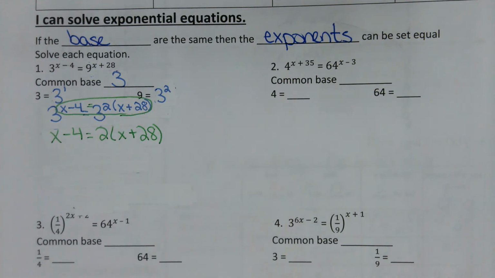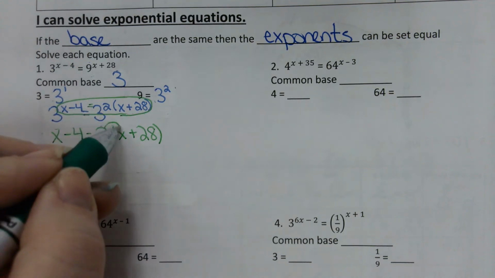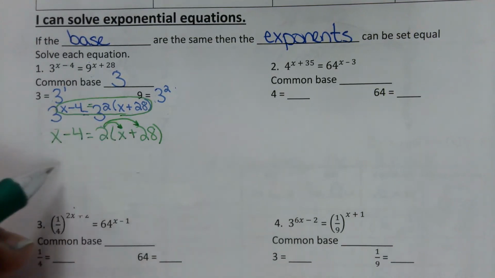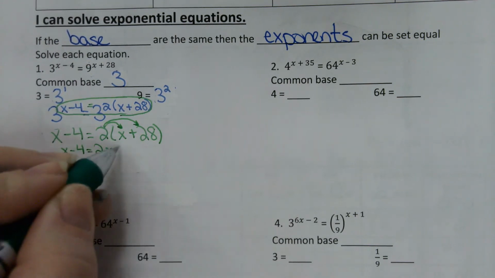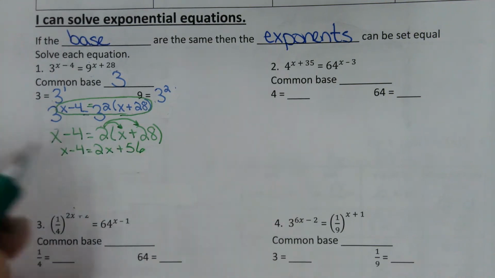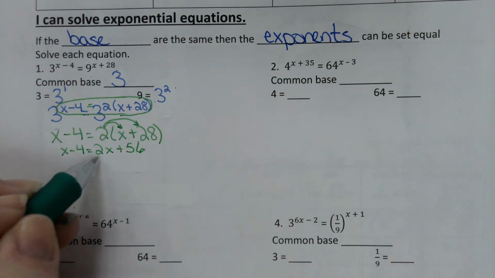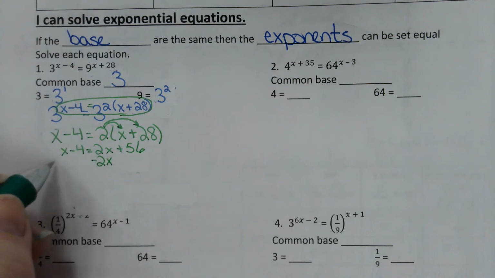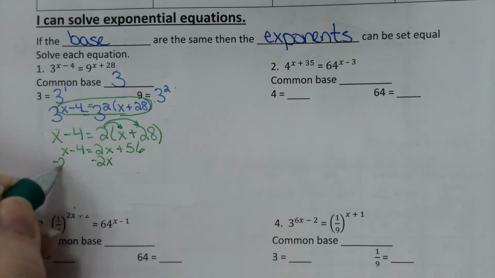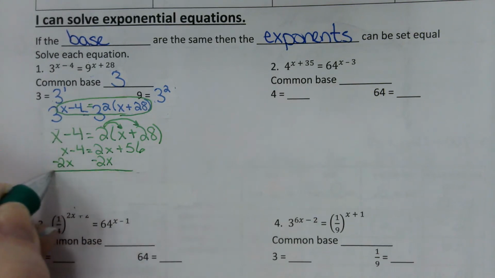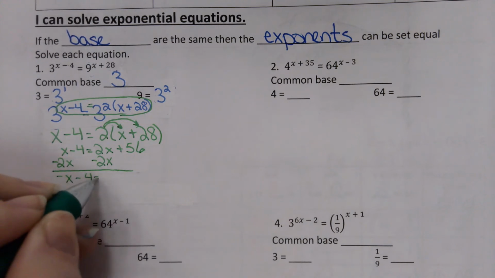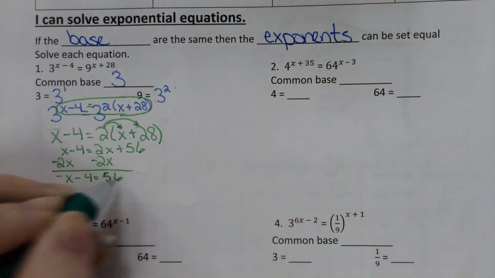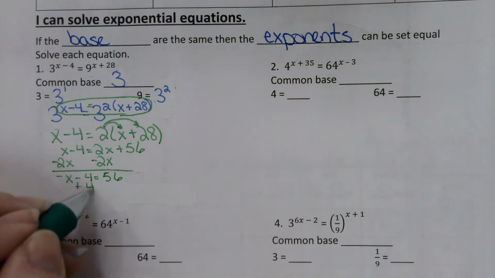And we're going to solve this equation just like we have done in previous courses. We'll distribute the 2 to both the x and the 28, giving us x minus 4 equals 2x plus 56. And then subtract 2x from both sides, or if you choose to move your x's to the other side, you would subtract x from both sides. Both should give you the same answer in the end. Negative 1x minus 4 equals 56. Then we'll need to add 4 to both sides.